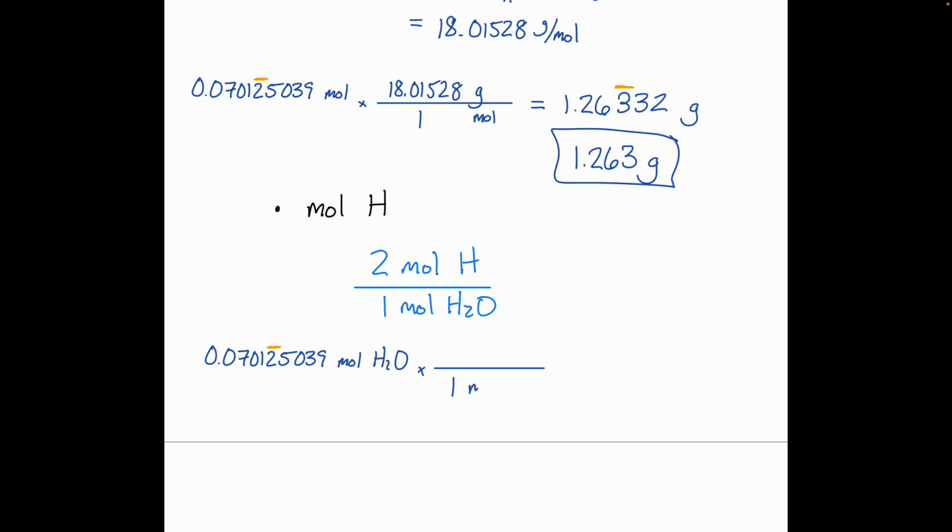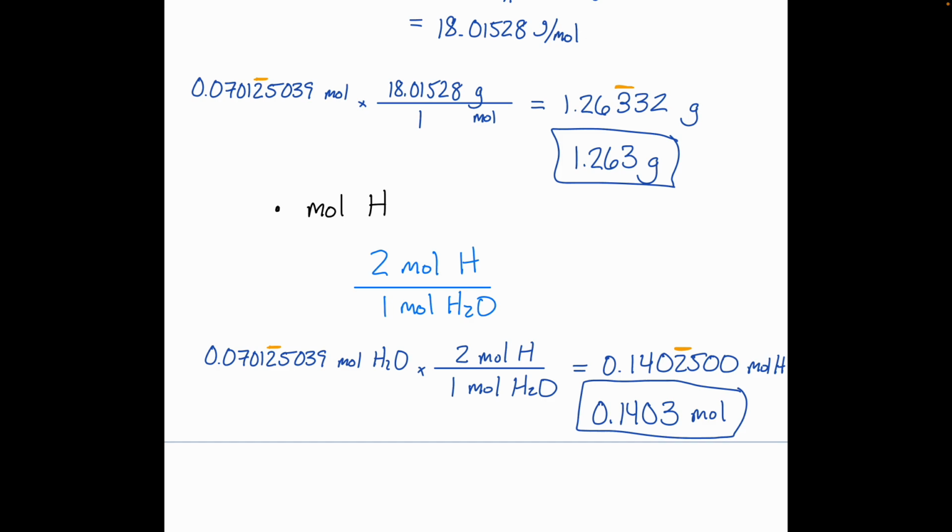And then I'm going to use the mole ratio. For every one H2O, there are 2 hydrogens. So I'm going to multiply that value by 2. We get 0.140250, and that's moles of hydrogen. Again, rounding to my 4 sig figs, 0.1403. Cool.